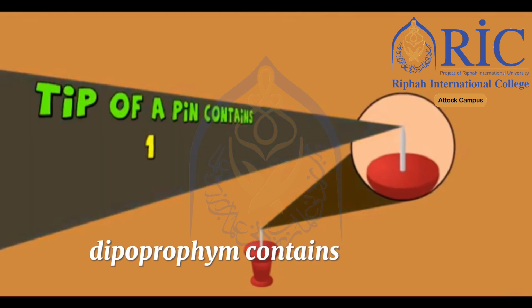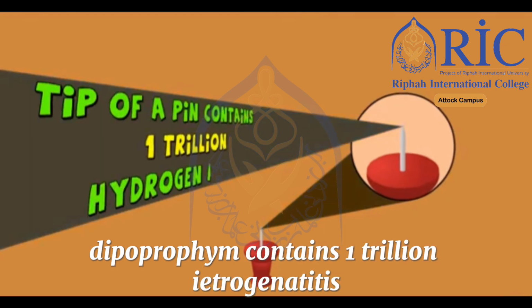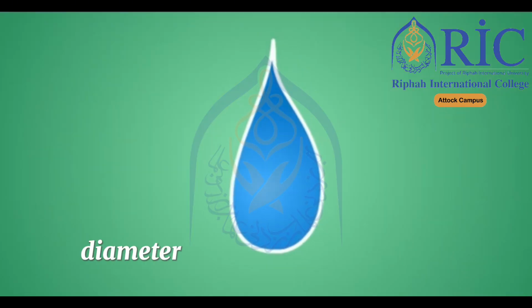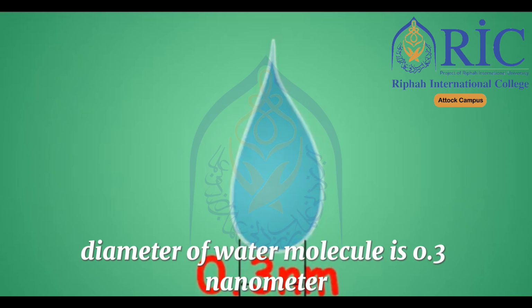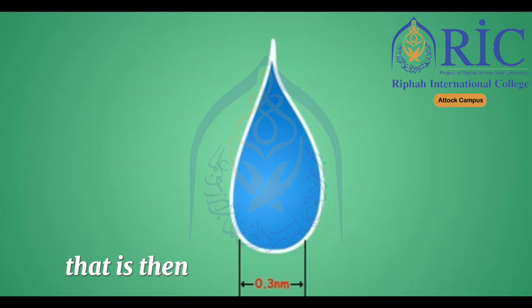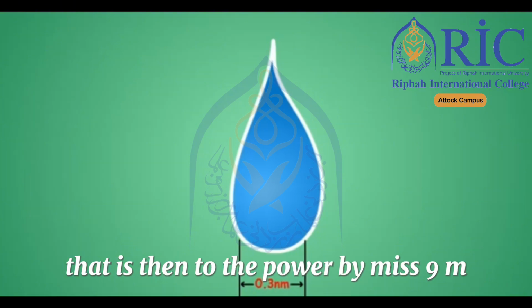A proton contains 1 trillion hydrogen atoms. The diameter of a water molecule is 0.3 nanometer, that is 10 to the power -9 meter.